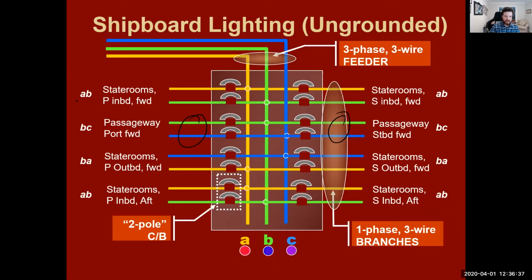So they're 1-phase, 3-wire branches. And the big thing we should take away is that AB, AB, even though they're going to two different locations, we have AB is stateroom port inboard forward. And then we have stateroom starboard inboard forward are both using off of the AB line circuit. Same with AB down here. Our staterooms port inboard and staterooms starboard inboard aft are still using that AB line circuit, but they are on different circuit breakers.